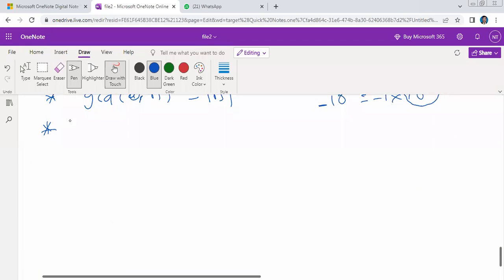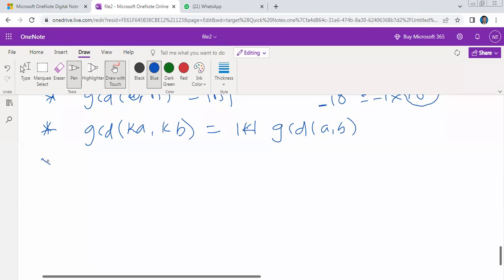Now one more property. GCD of kA, kB is equal to mod k times GCD of A, B. This is one of the important properties.